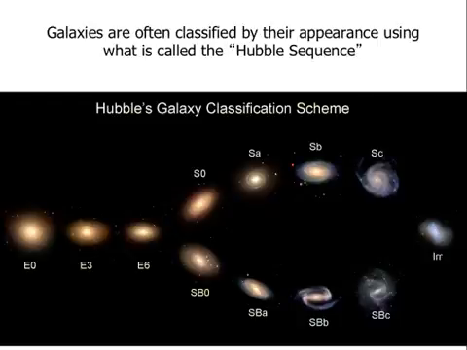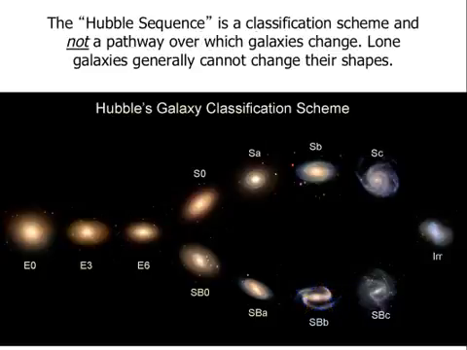Really what the sequence is telling us is how much dust and gas each of these galaxies has. Ellipticals have very little dust and gas, and as you go to the right, you get more and more dust and gas until you get to the irregulars, which have the most of all of them. Our Milky Way is a barred spiral of type B, so it would be an SBb galaxy. And let me emphasize, this is a classification scheme. It's not a pathway over which galaxies change.